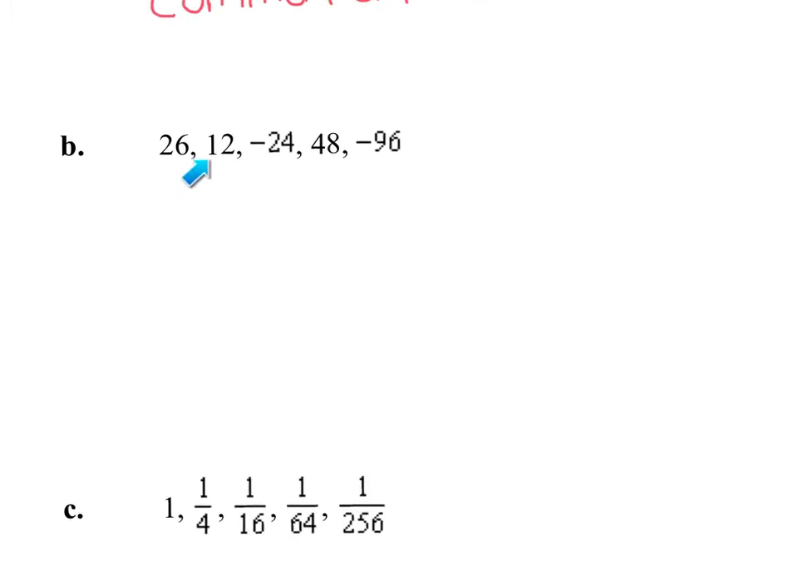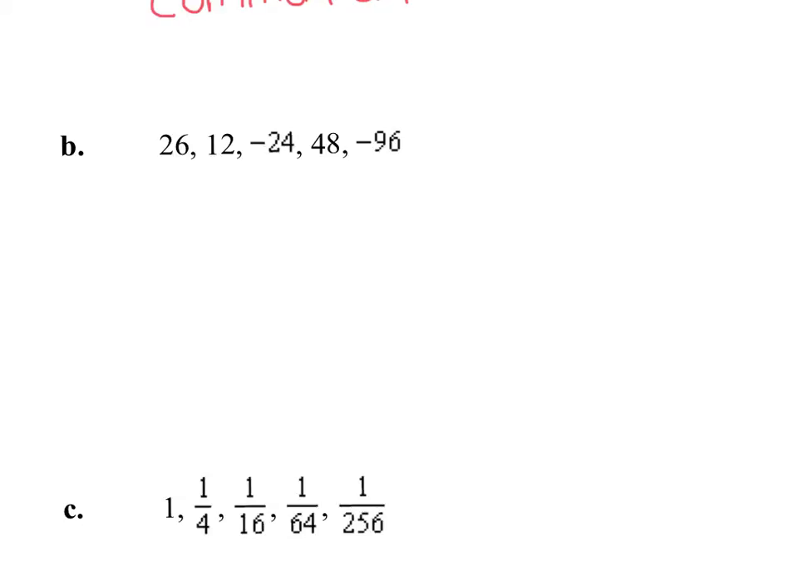26, 12, negative 24, 48, negative 96. So it looks like there's a pattern here. It's kind of going positive, positive, negative, and then positive, and then negative. So right off the bat, it looks kind of funky. It doesn't even look like it's matching up correctly because it should have gone negative, negative, negative, because that's what an arithmetic sequence would do. Geometric would be negative, positive, negative, positive, negative. So it definitely seems a little off.